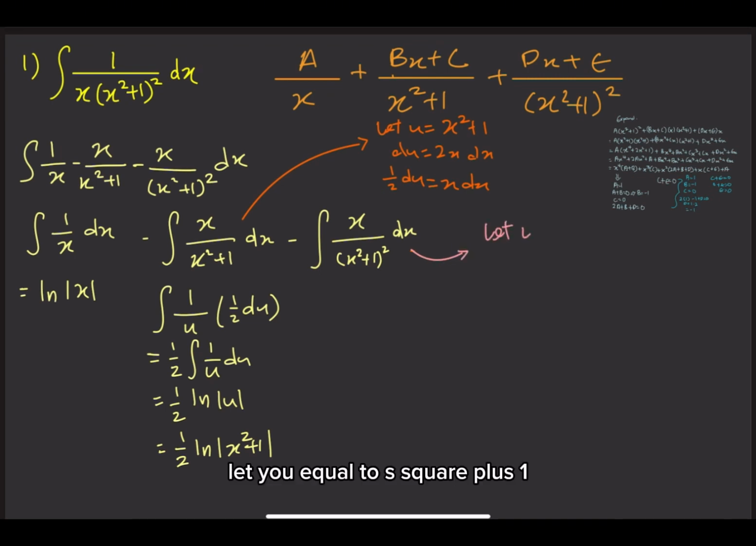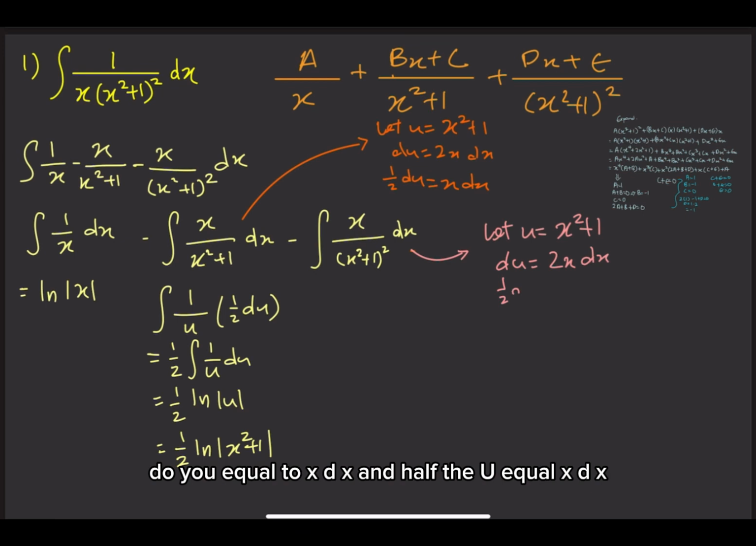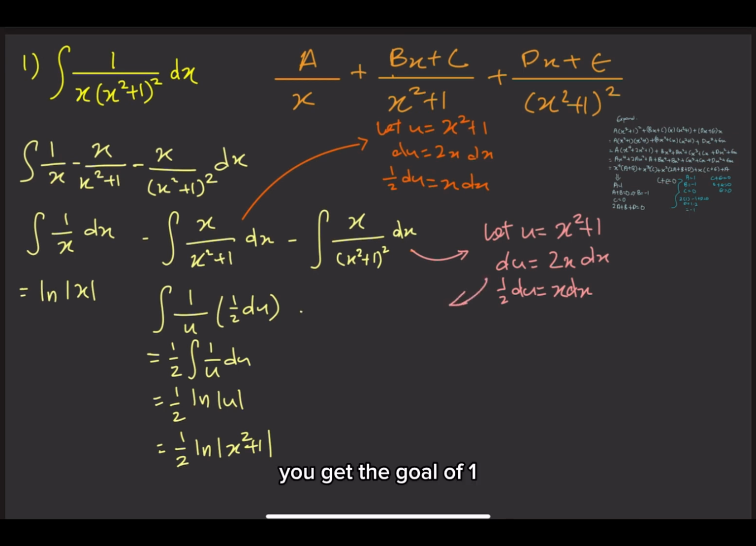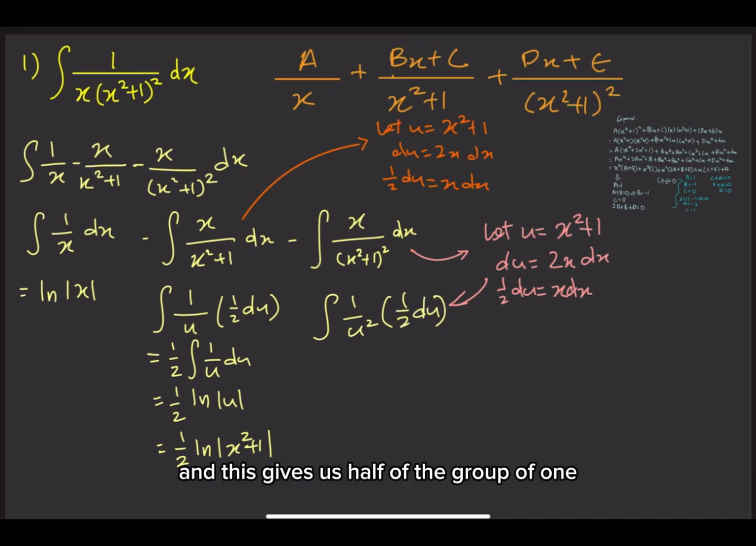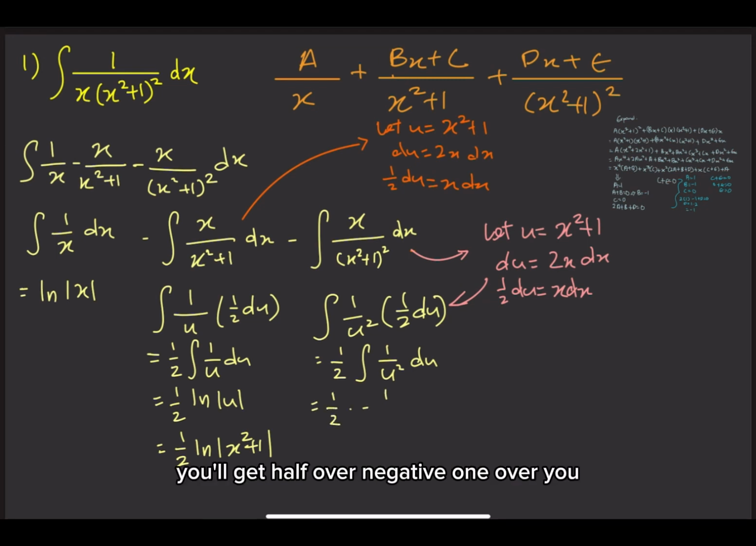Let u equal x squared plus 1, du equal 2x dx, and half du equals x dx. Then when we substitute back, we get the integral of 1 over u squared times half du. This gives us half the integral of 1 over u squared du, and once you solve it, you get half times negative 1 over u.